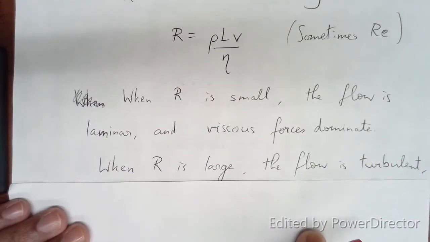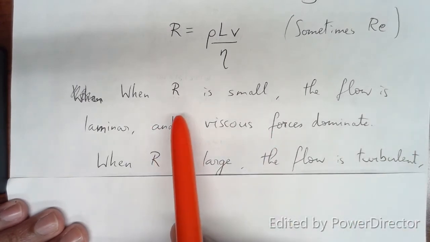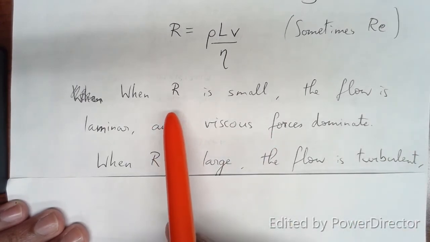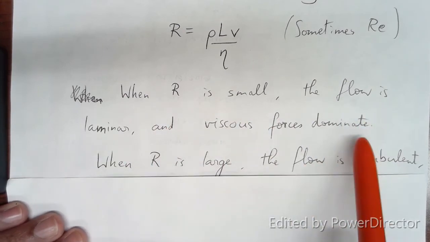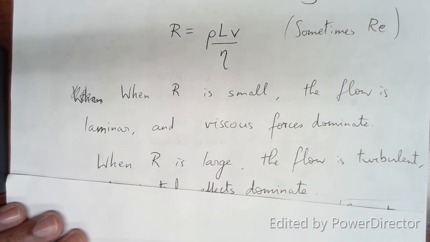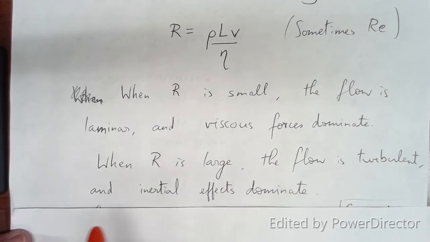And so, when R is small, the flow is laminar, because the linear term is dominating. That means the viscosity based term is dominating, so the flow is laminar and viscous forces dominate. And when R is large, the flow is turbulent. You get vortices and eddies and mixing of the fluid, and inertial effects dominate.